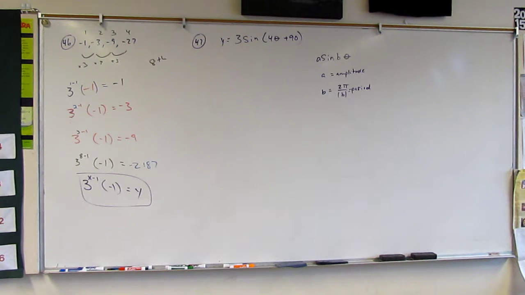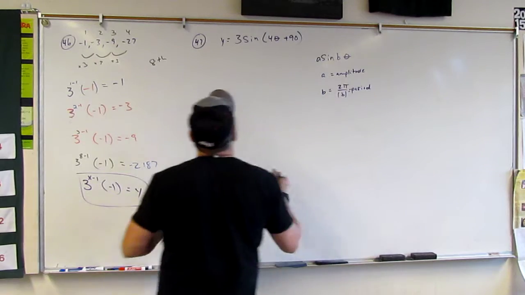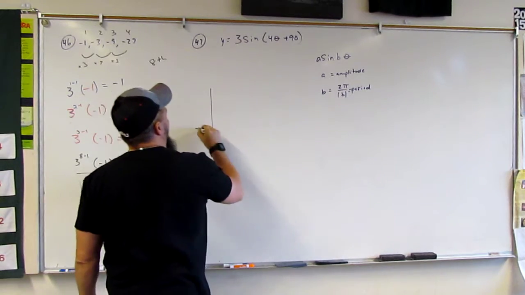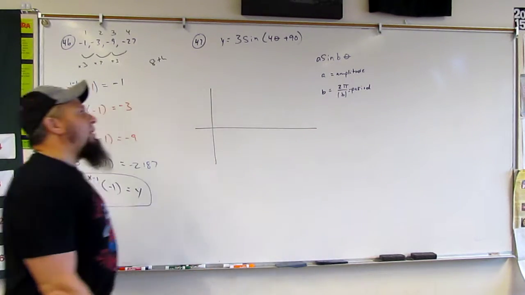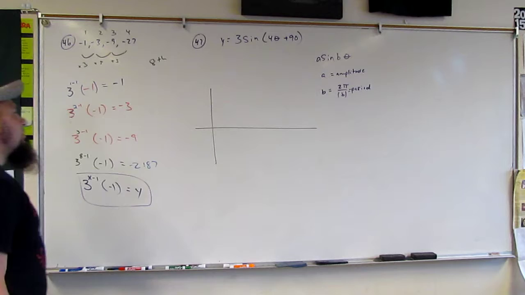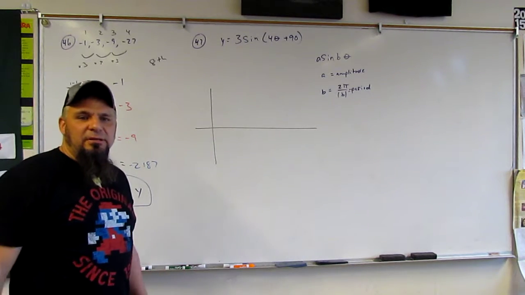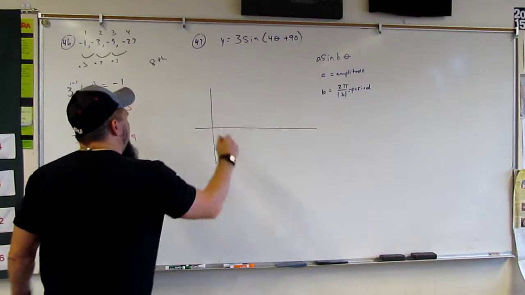Alright, let's do 47. 47 is the sine. First of all, since I know this is going to have an amplitude of 3, right? I'm going to make this kind of long and tall.